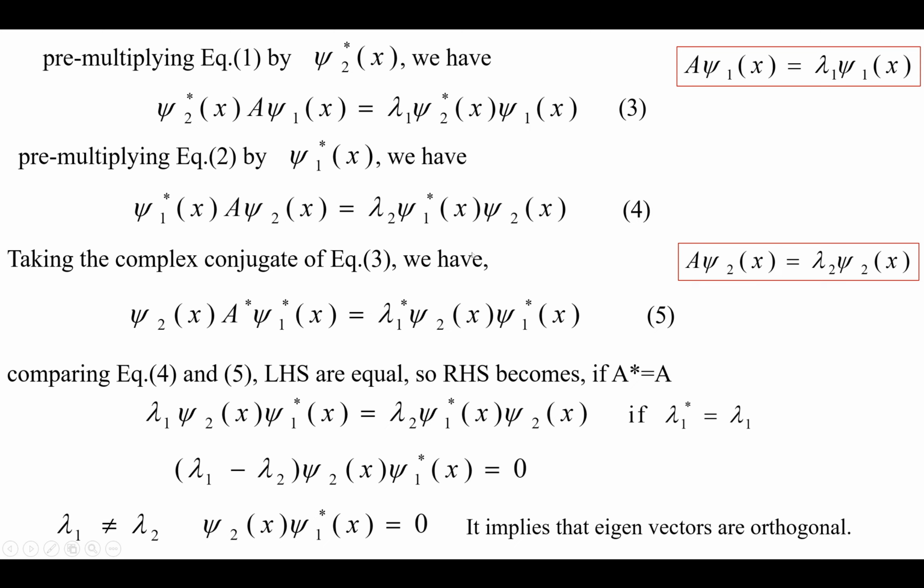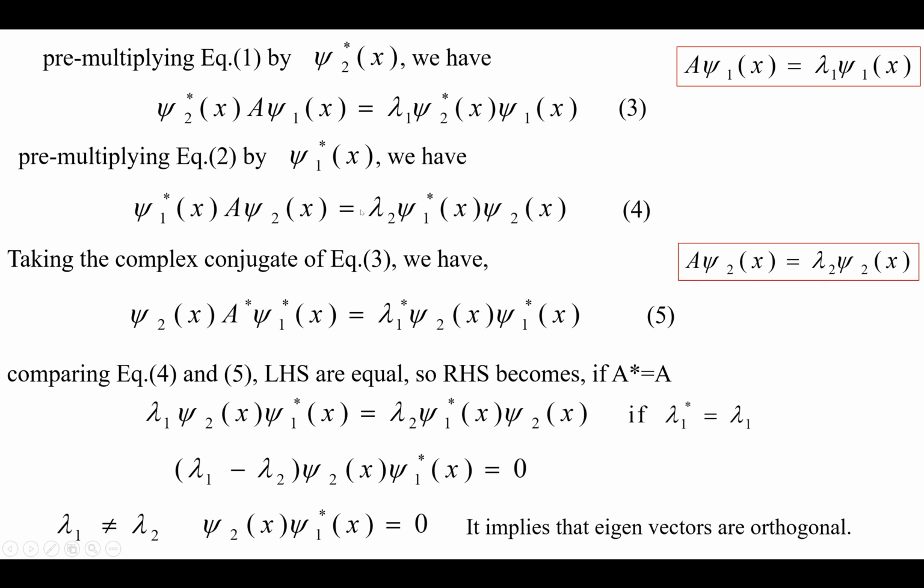with psi 1 star. So A psi 2, pre-multiplying by psi 1 star, will give us psi 1 star A psi 2, which is equal to lambda 2 psi 1 star psi 2. So this is equation 4.